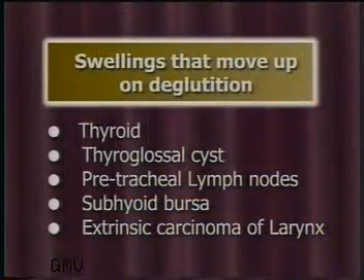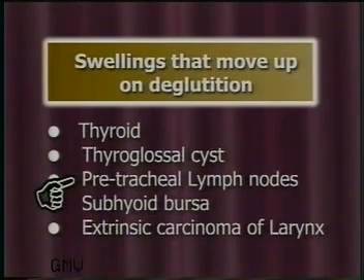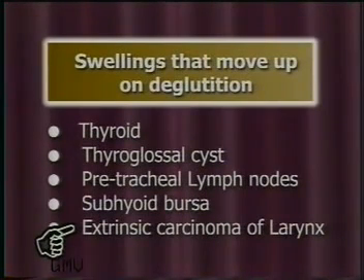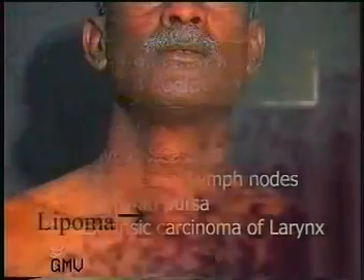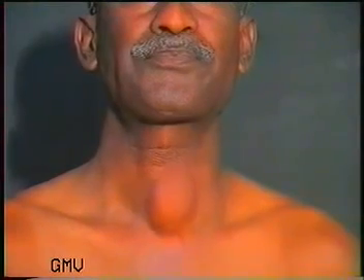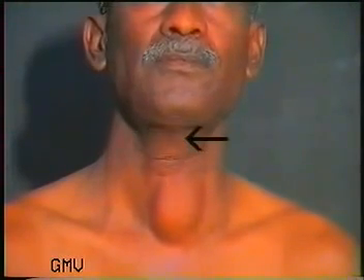Of course, we should not forget the other swellings that also move on deglutition, that is the thyroglossal cysts, pretracheal lymph nodes, subhyoid bursa, and extrinsic carcinoma of the larynx. A swelling which is not attached to the pretracheal fascia, like this lipoma, will not move upwards during deglutition. Note the upward movement of the thyroid cartilage, but not of the swelling.